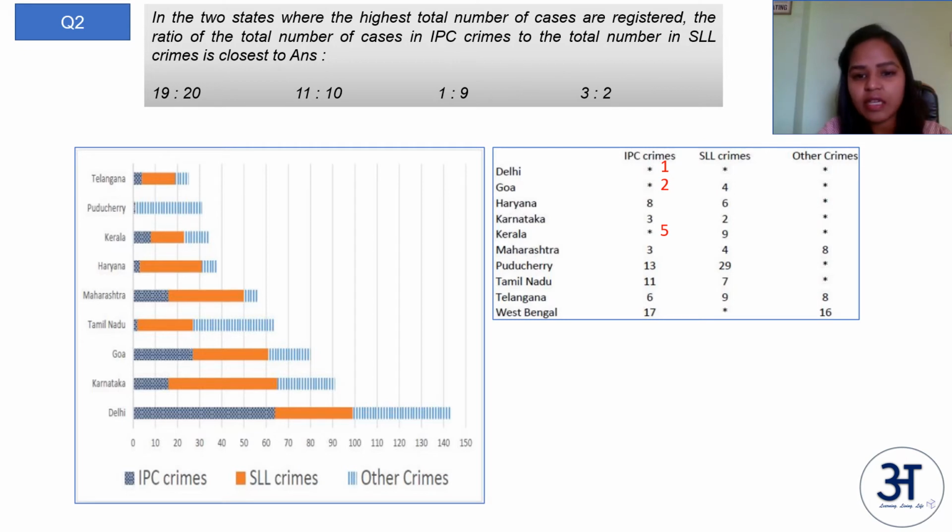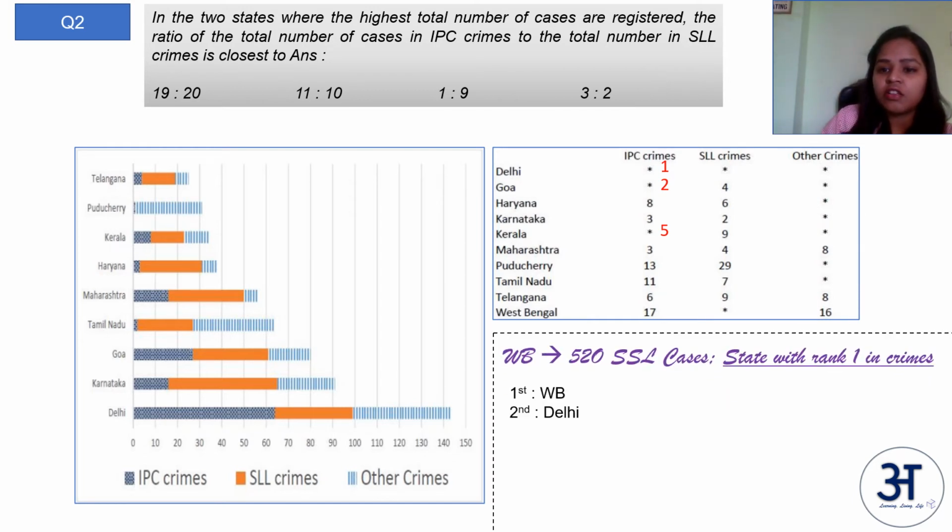Why? Because in this table, the top 9 out of 10 are given, and we know that the top 1 is West Bengal. Remember, while reading the question itself, we found out that the top 1 is West Bengal. So the second state with the most number of crimes is Delhi, state or UT. So first is West Bengal, second is Delhi.